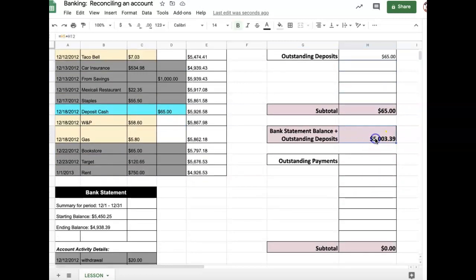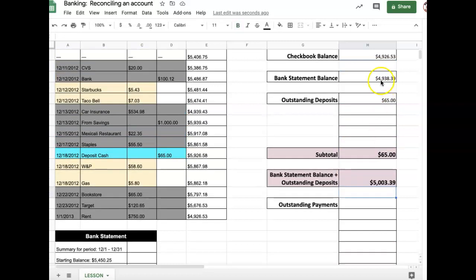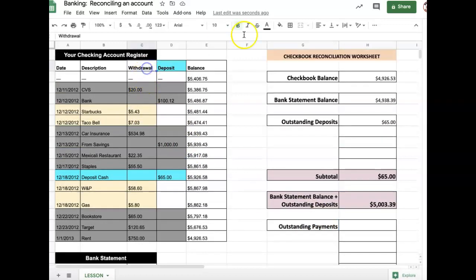And then this takes the bank statement balance of 4938.39, adds the outstanding 65 that the bank doesn't know about yet, and gets us to $5,003.39. Now, are there any outstanding payments? Yes, there are. Withdrawals and payments are the same thing.